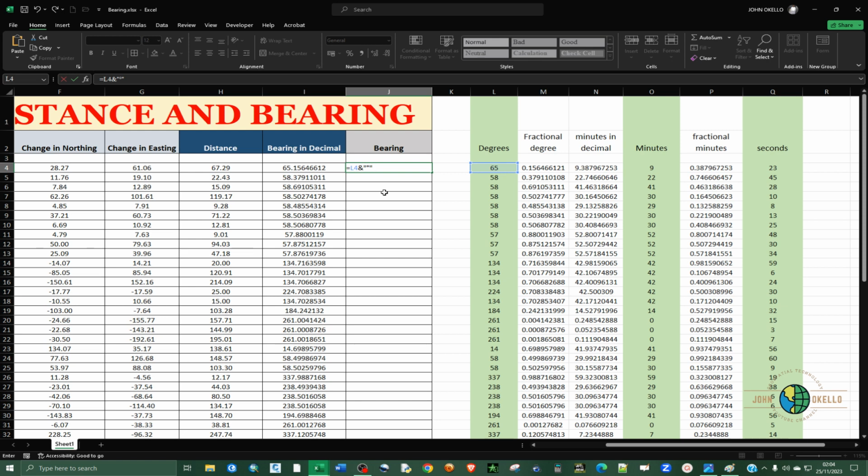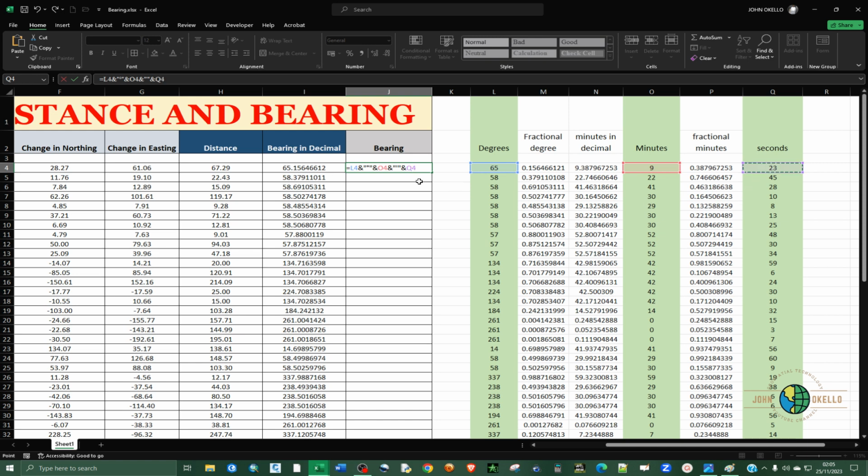That is, on my keyboard, Shift and then 7, and then I'm going to add the minute, ampersand again. So the minute sign is the single quote. I'm going to type in the opening double quote, type in the single quote, and close the double quote again. So now we have double quote, single quote, double quote, and then ampersand again.